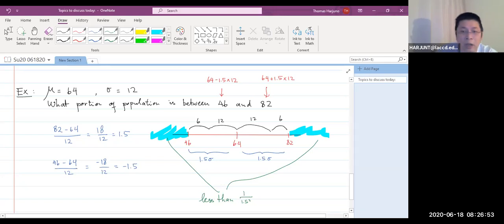When I use my calculator, that's approximately 0.44444, or you can say 44.444% approximately.